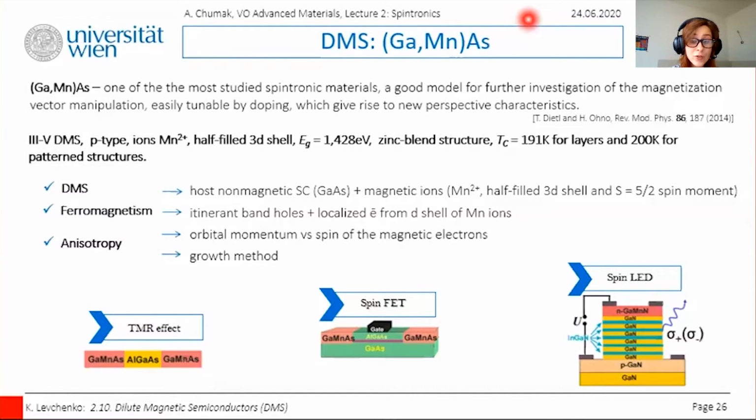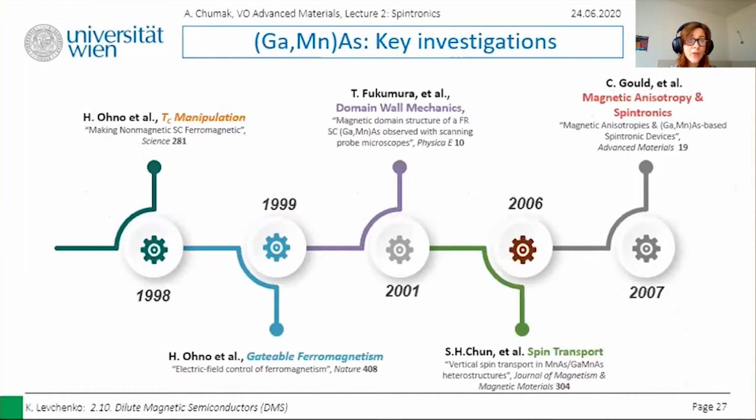Already a lot of interesting concept devices were made on the basis of gallium manganese arsenide and other III-V materials like aluminum gallium arsenide and gallium manganese nitride. A lot of effort was put into gallium manganese arsenide, and here you may see just a few of the keystone investigations, the milestones of the gallium manganese arsenide description.